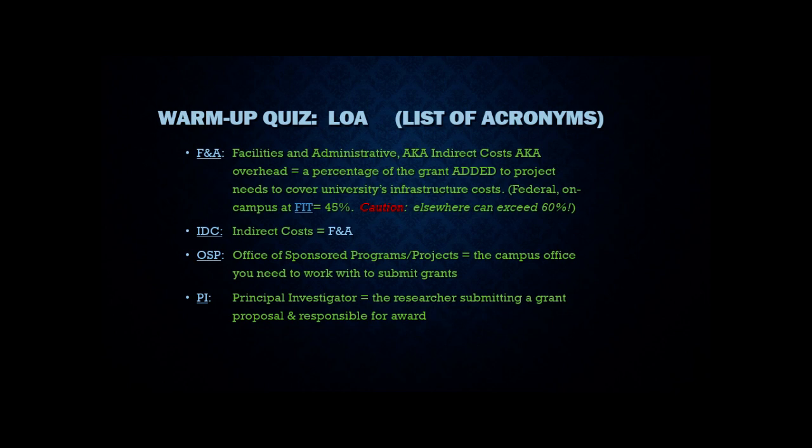F&A and IDC are actually the same. F&A stands for Facilities and Administrative or Indirect Costs, which is where you get the IDC. And some people call it overhead. It's the percentage of the grant that's added on top of what you need that the university is going to take. And it happens pretty much everywhere. It's pretty common. And actually, FIT, it's pretty low at 45%.